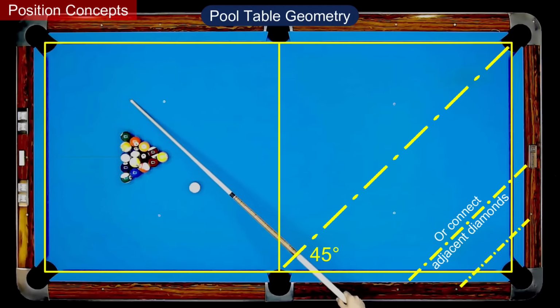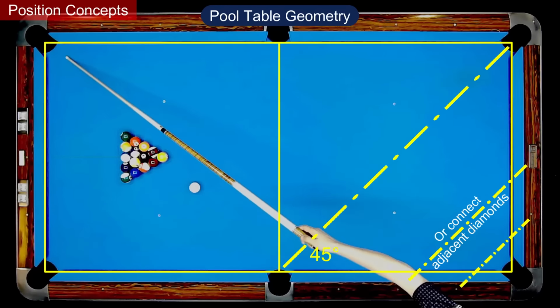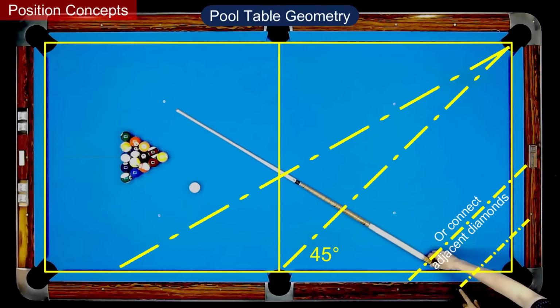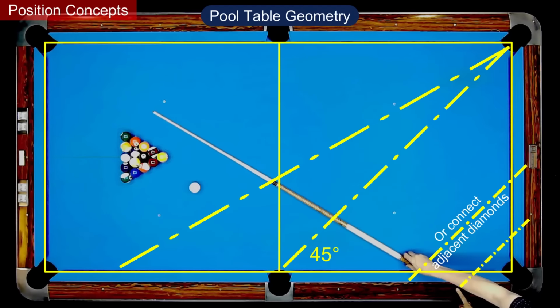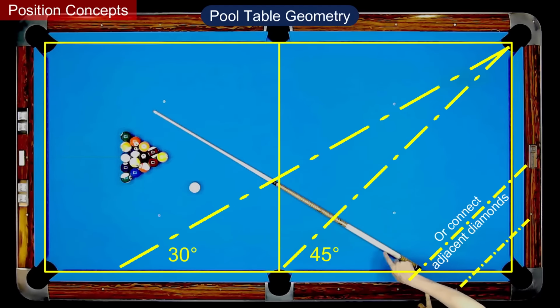And there's another angle that's built into the pool table. Line up the cue stick from the corner pocket to the first diamond on the long rail opposite. That's a 30-degree cut angle.